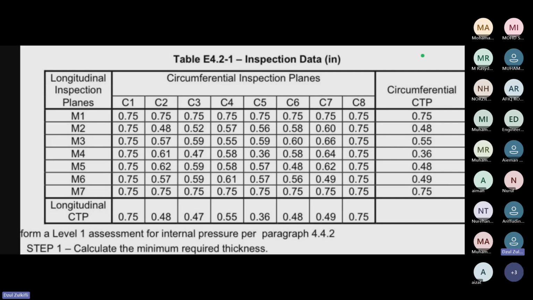The basic concept of FFS, whether part 4 or part 5, is basically the concept of borrowing from the neighbor, simply put. So 0.36 is very thin, but you can see that it is neighbored by 0.58, 0.58, 0.59, 0.57. Can the neighbors lend the strength to that particular weak point? That is the basic concept of FFS. And all this fancy math boils down to whether the neighboring area can supplement the strength of a very corroded area.